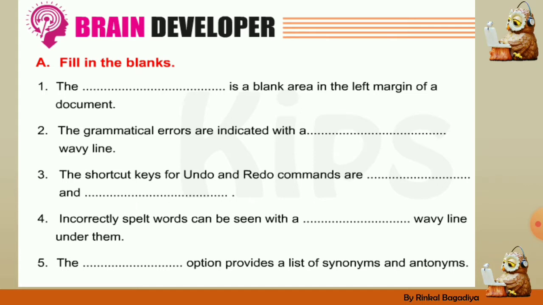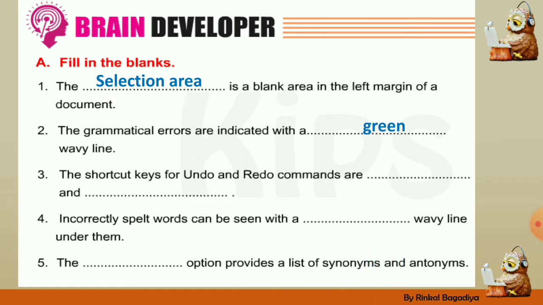Number 1, the dash is a blank area in the left margin of a document. Which area is presented at the left margin of a document? It is called selection area. So write down the answer 1, selection area. Number 2, the grammatical errors are indicated with a dash wavy line. When we are typing, the grammatical errors are shown by Word with which wavy line? Yes, green wavy line. So write down green in the second answer.